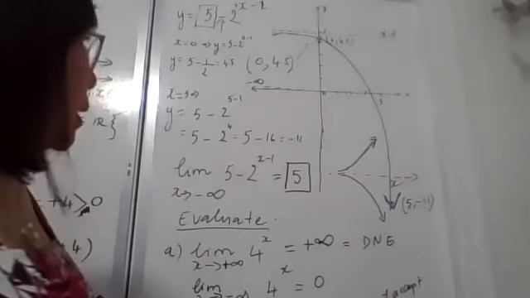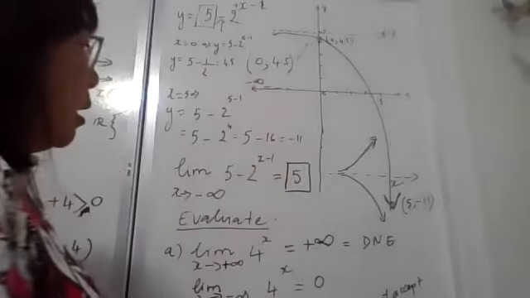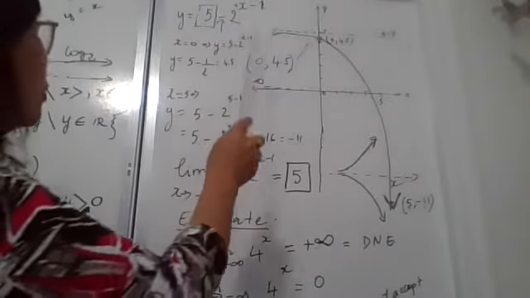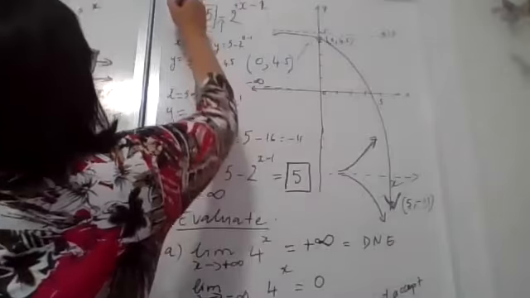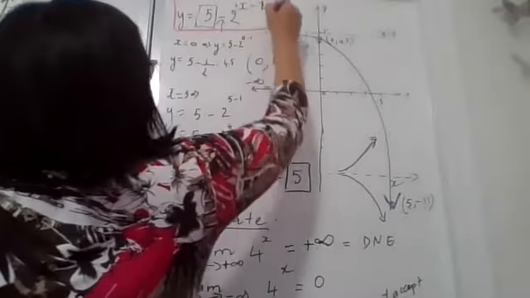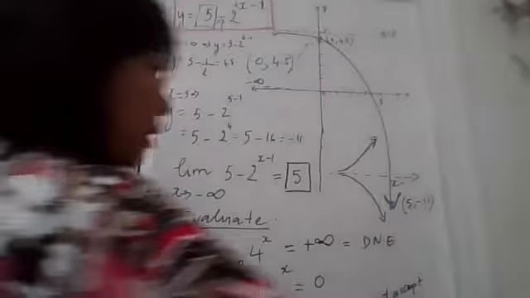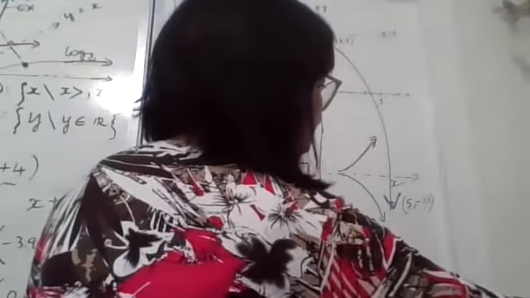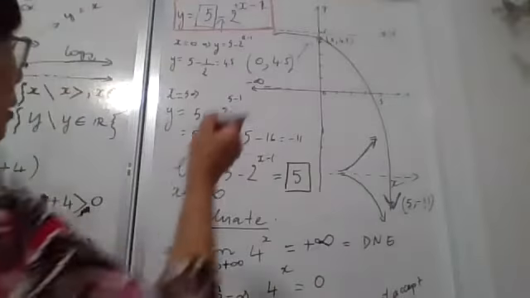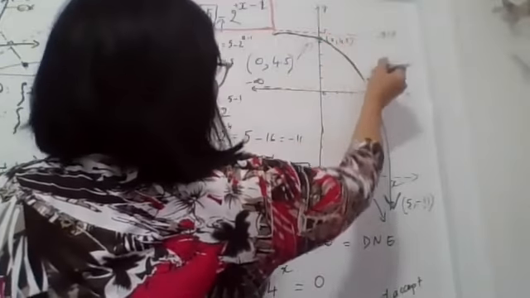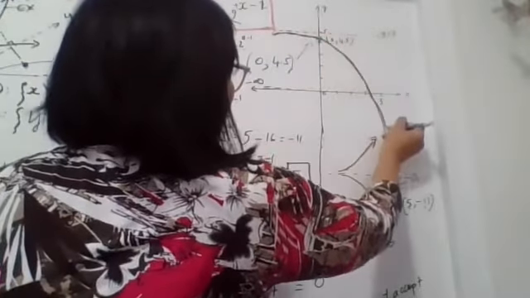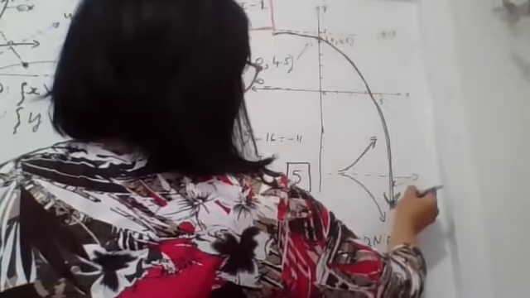So let's look at the board up here. The last function I was talking about, y equals 5 minus 2 to the power of x minus 1. Now this function is a transformation of the exponential function. And that's why the shape is not like the normal shape of the exponential function. So I will show you how you can sketch this function very easily.